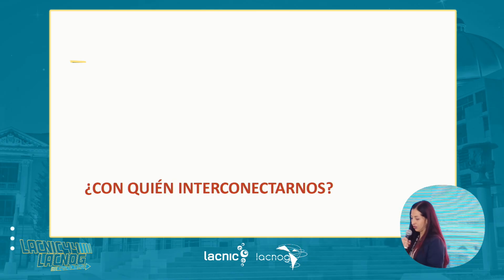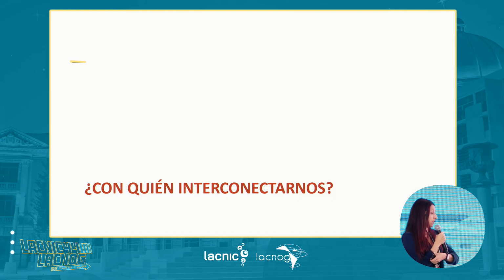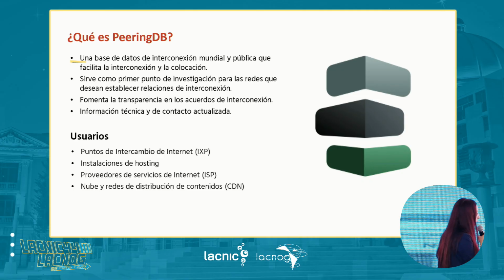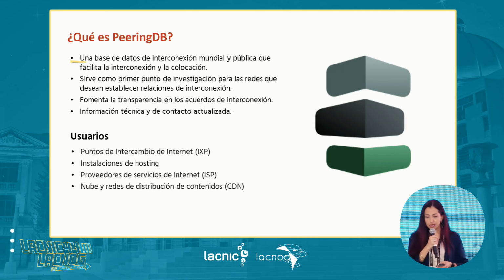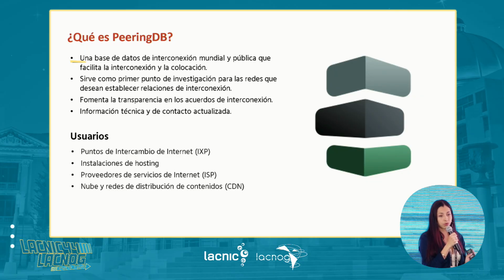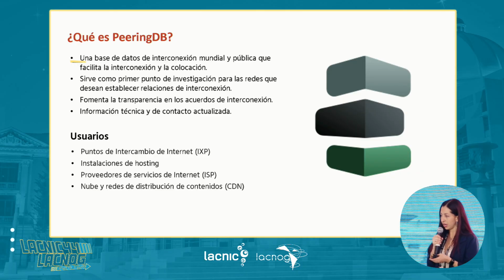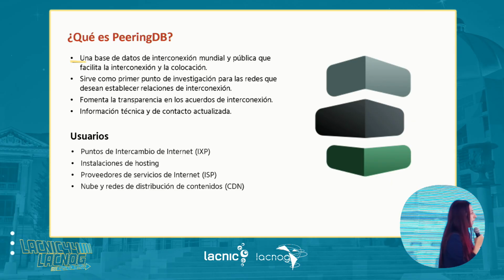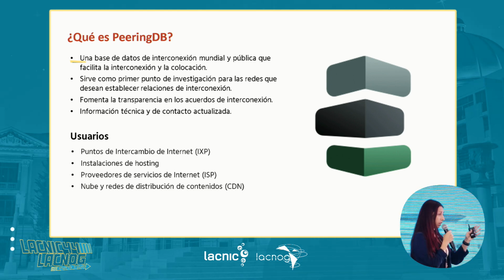In order for us to be able to have data with whom we can interconnect, one of the most used databases is PeeringDB, which is a platform that's used worldwide. It's public and it enables the interconnection. It is one of the first points in research to have more information on autonomous systems that we want to have interconnection with. It's a public database, it's open, so it promotes transparency.